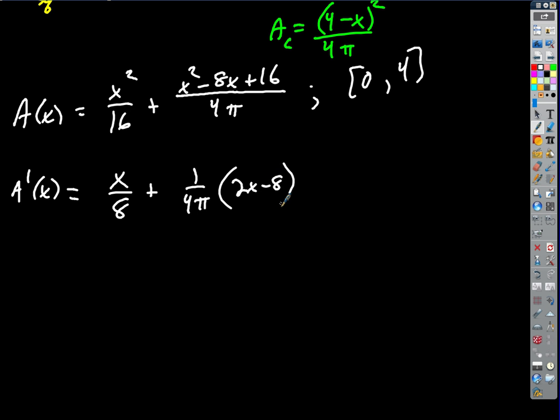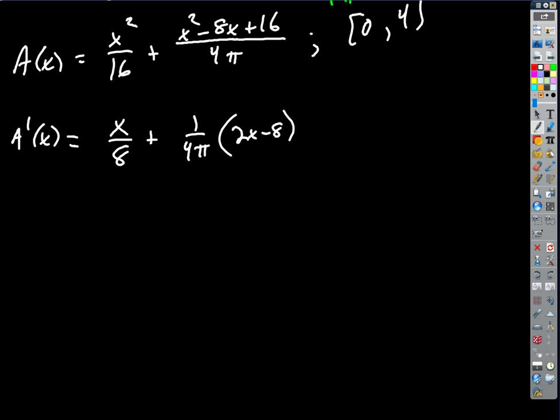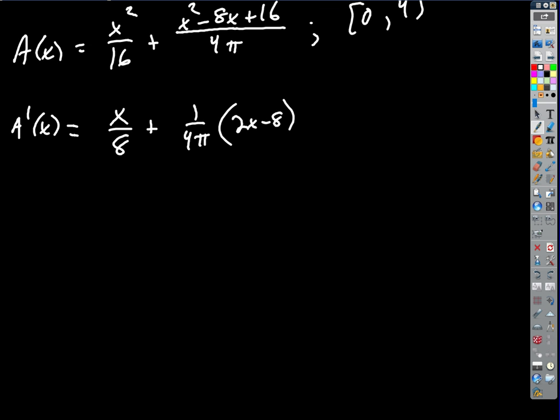Okay? Do we want to do a second derivative? I'd say, yeah, it's pretty easy to do, right? So our second derivative: derivative of x over 8, 1/8. Derivative of 2x minus 8.